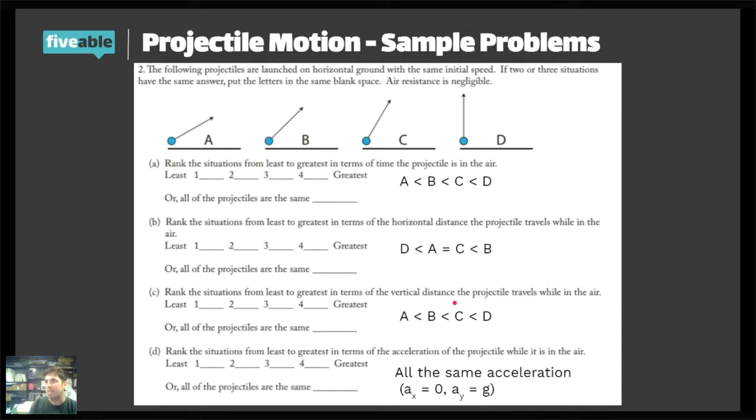All right, vertical distance. Well, again, if you're going straight up in the air, you're going to go higher in the air. So A is the smallest because it's not going up in the air very much. And D is the biggest because it's going all the way up in the air and no horizontal in there. And the acceleration of the projectiles, we get to ignore air resistance, which is wonderful. And that means that they all have the same vertical acceleration, which is G. So nothing horizontal, everything vertical. And we go from there.